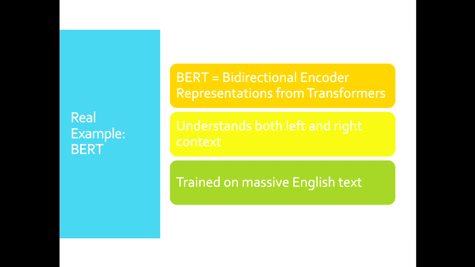For example, in the sentence, he went to the bank to deposit money, BERT knows that bank here means a financial institution, not the side of a river. BERT was trained on huge amounts of English text and then fine tuned for all sorts of tasks like sentence classification, question answering, and text matching.